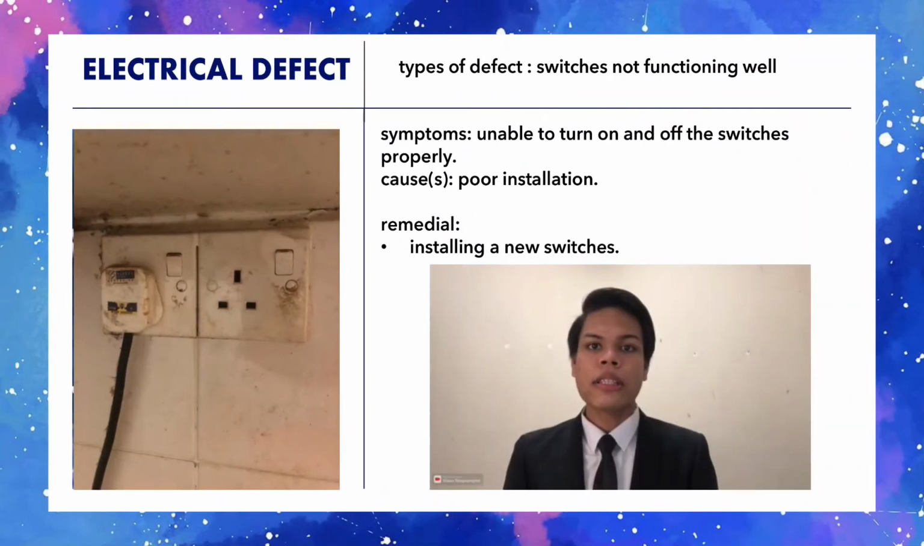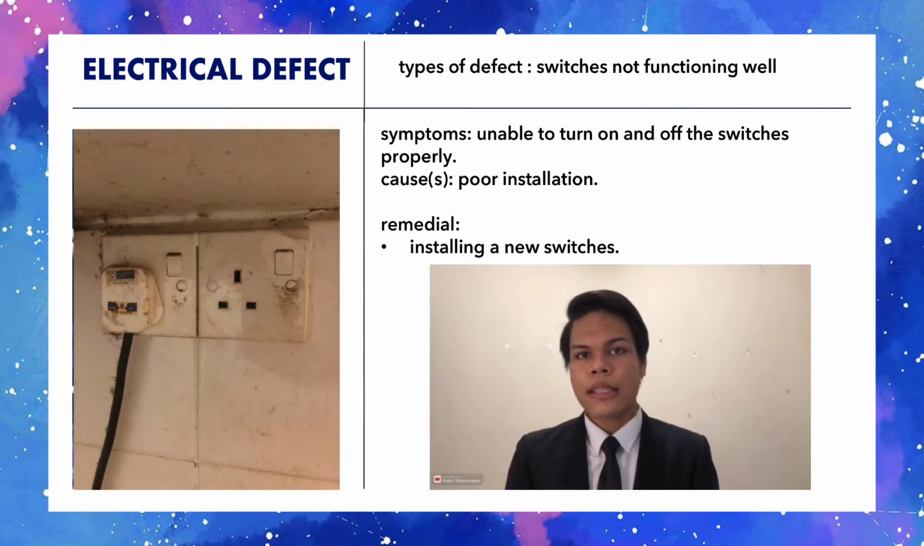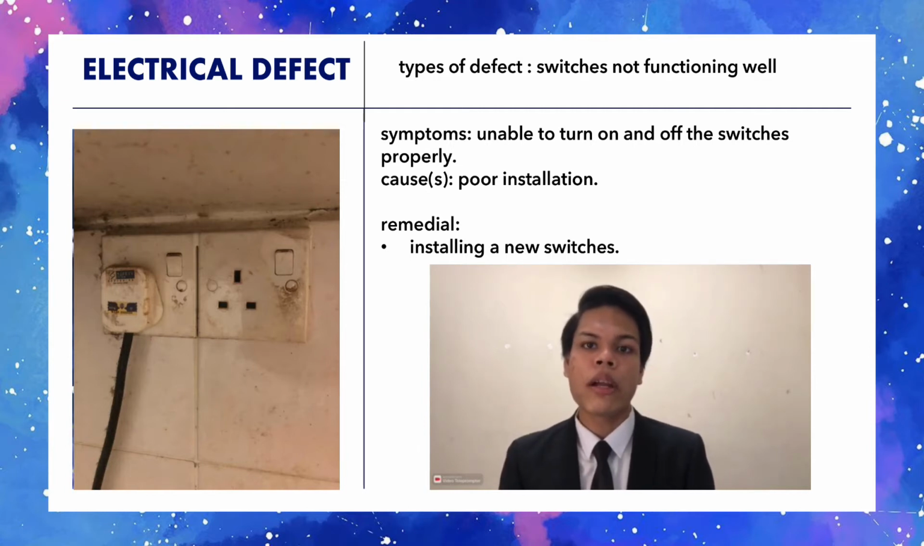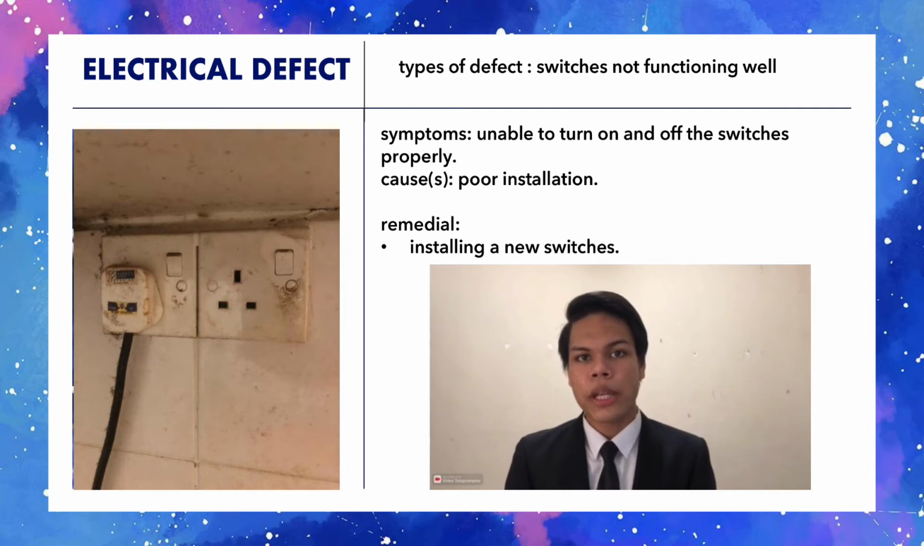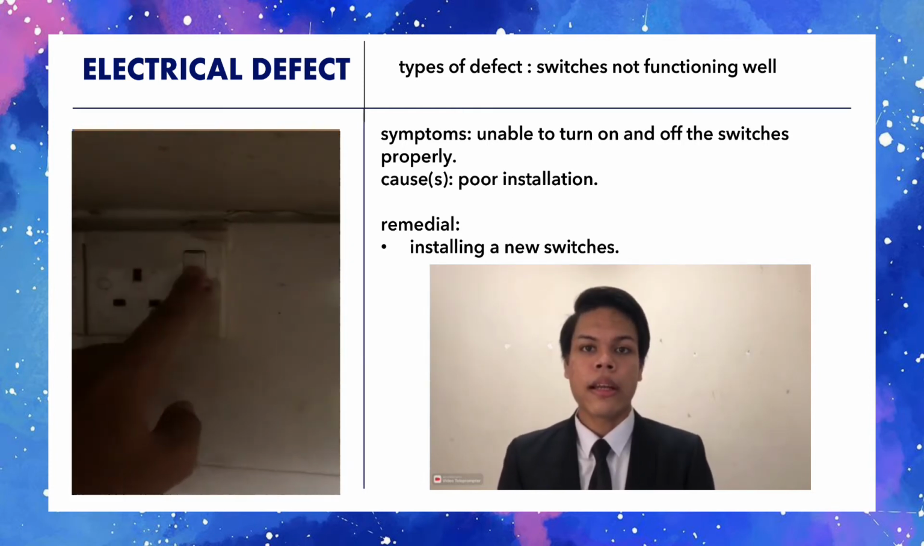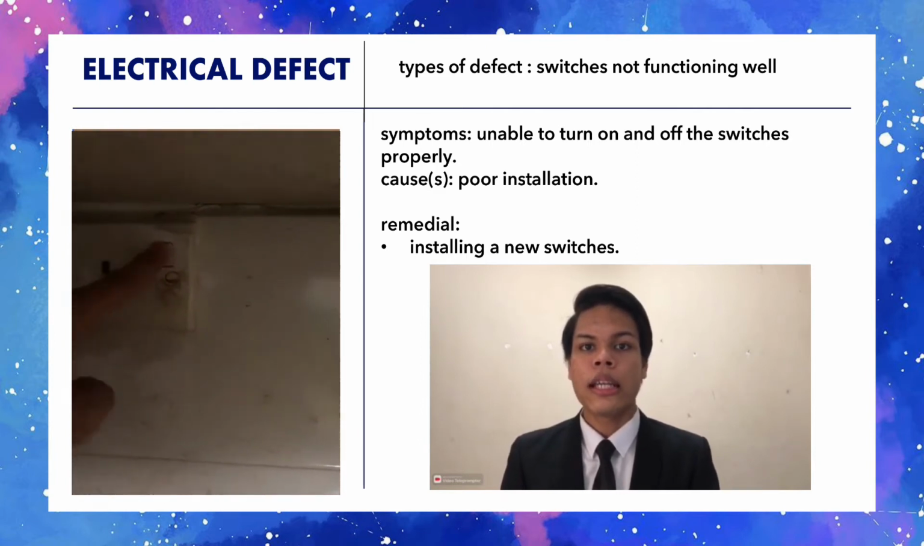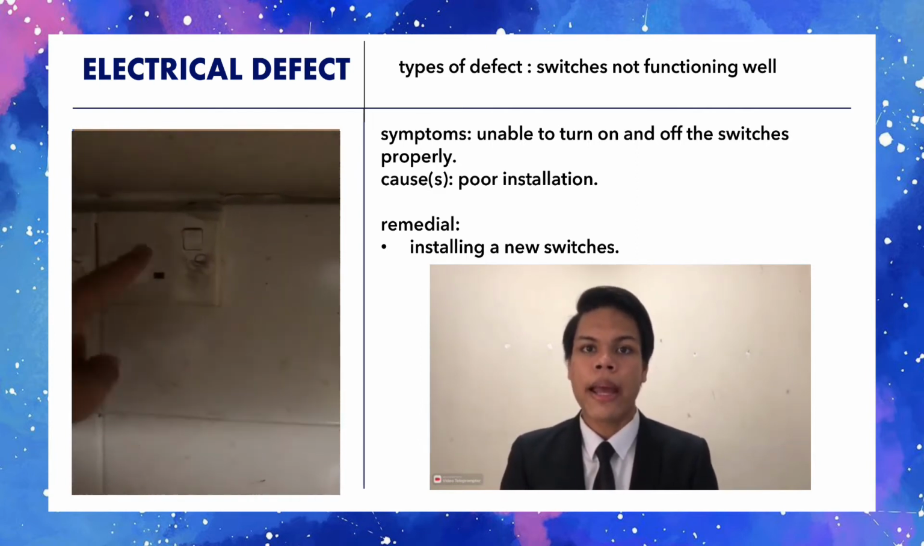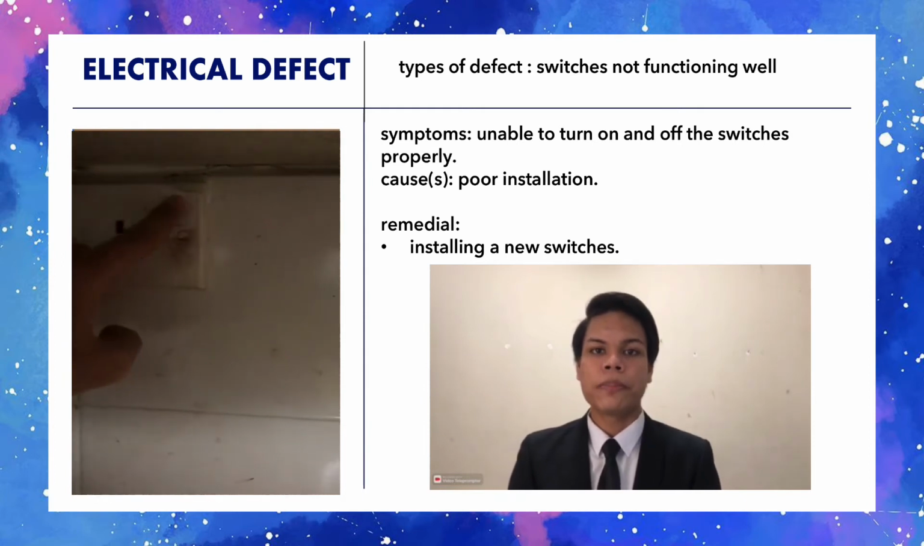This is an electrical defect and the type of defect is a switch not functioning well, which occurred in one of the occupants' kitchens in block 3. The symptoms are the switch is unable to turn on and off properly. The switch is stuck on and hard to turn back off, which can lead to grave danger.